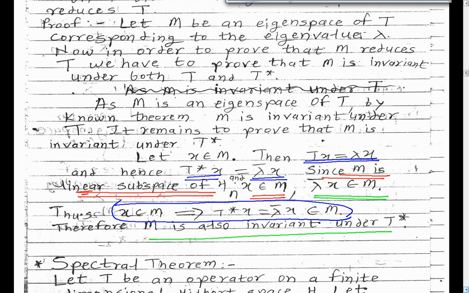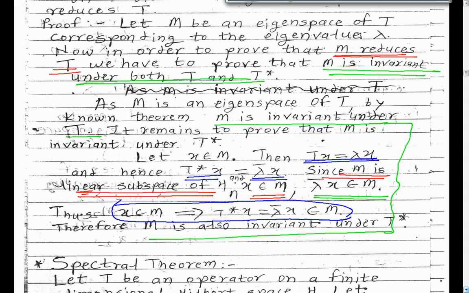We already have that M is invariant under T, which we have proved earlier, and now we have got M is invariant under T star. So combining these two facts, we can say that M is invariant under both T and T star, that is M reduces T. So combining these facts, we can say that M reduces T. Thank you.